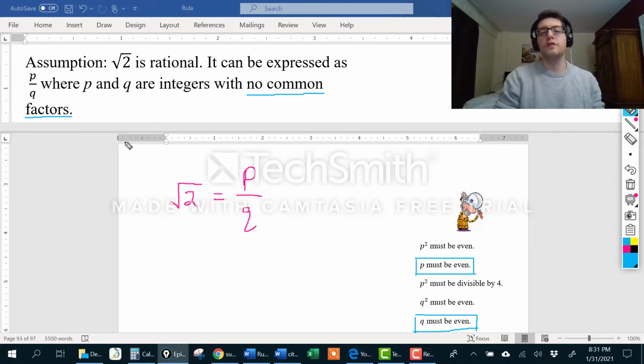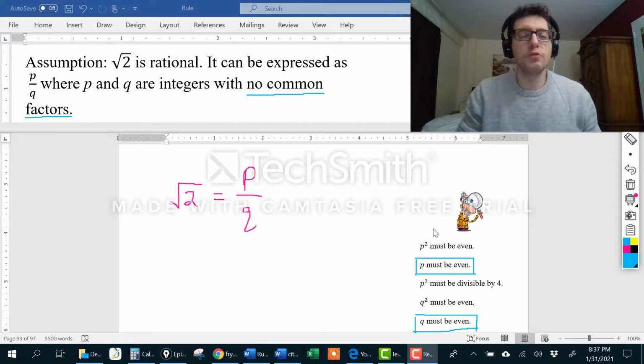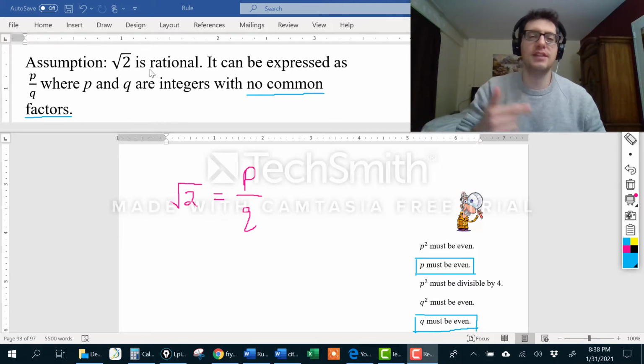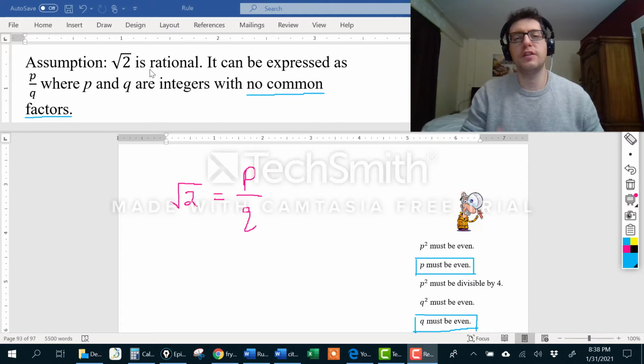And therefore, we've reached a contradiction. Our original assumption logically leads to a conclusion which goes against itself, and therefore the original assumption must be invalid. The square root of 2 cannot be a rational number. It must be irrational. That's it.